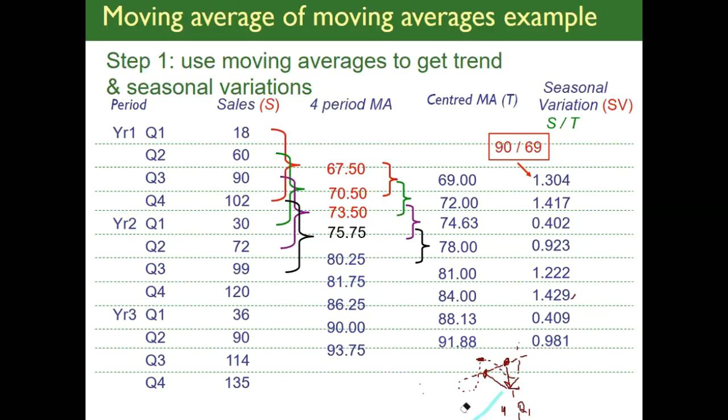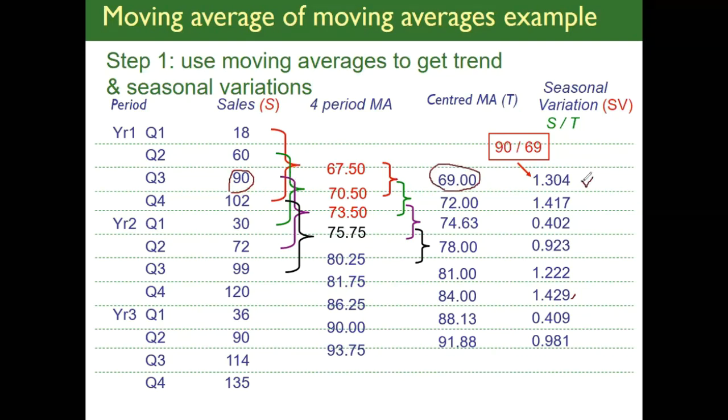So let me explain some data here again. We say that in quarter 3 the actual value is 90, but the average value was 69. So the trend line is 69, the average is 69, actual is more, and therefore you've got 1.3.